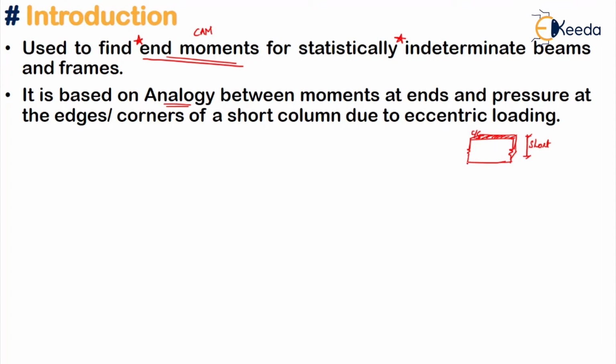The pressure at the ends or corners, say if I take this as end A and end B, the pressure at end A and the pressure at end B will give you the end moment of A and the end moment of B. Basically we'll convert the loading onto this and try to find the pressure at A and B, and whatever pressure at A and B we get because of this converted load will be the end moment at A and B. Anyway, we'll see the details when we solve the problem or see the procedure.